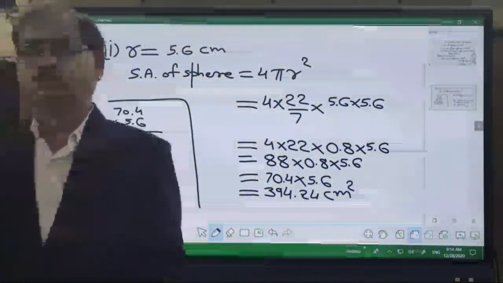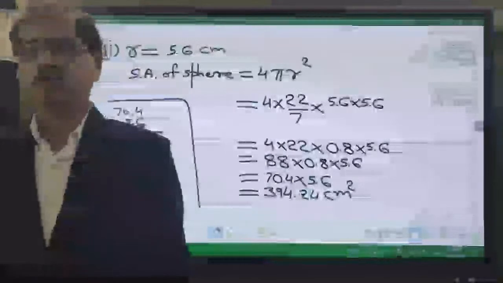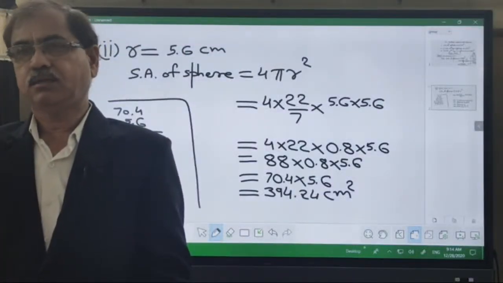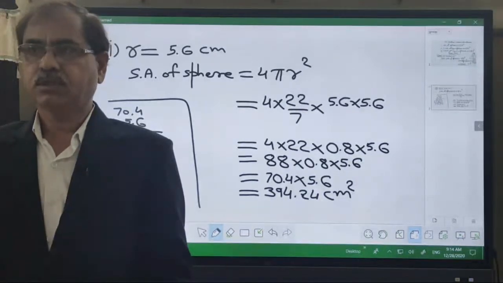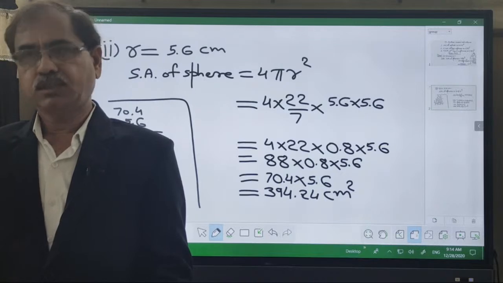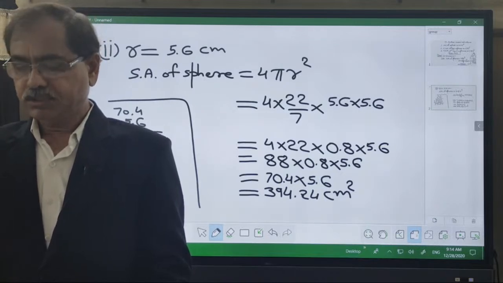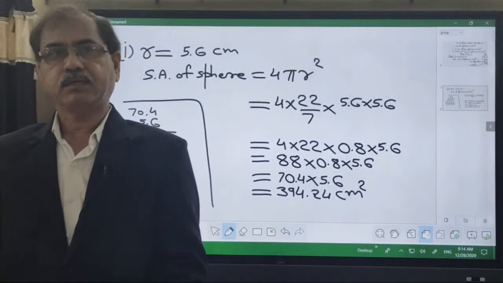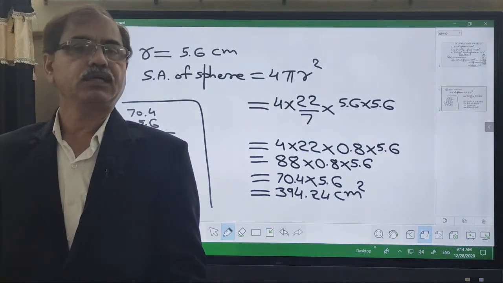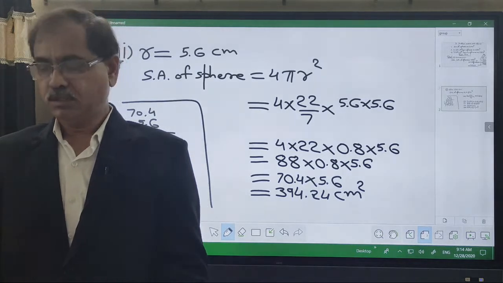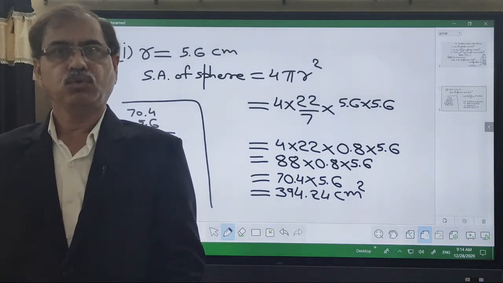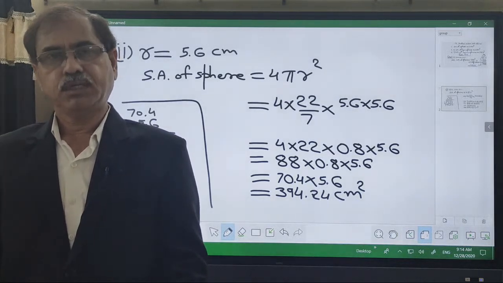Dear students, today mainly I told you that in this chapter you must learn the formula, and you must be good at tables, and you must know where to put the decimal point. That is the thing I told you. Keep these things in your mind. Now the third part, dear students, I would like to give you as homework. Our third part, the radius is 14 centimeter. So with that homework sum, now our period gets over. I hope you enjoyed the period. Thank you.